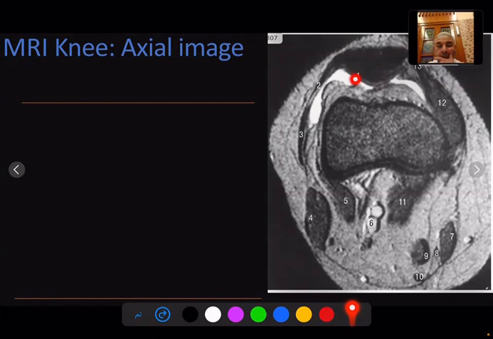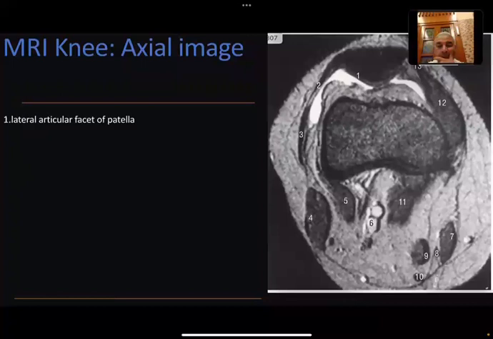Number 1. Lateral articular facet of patella.